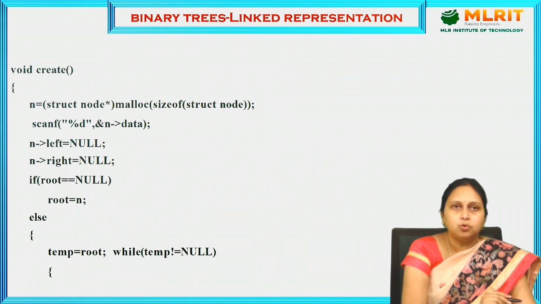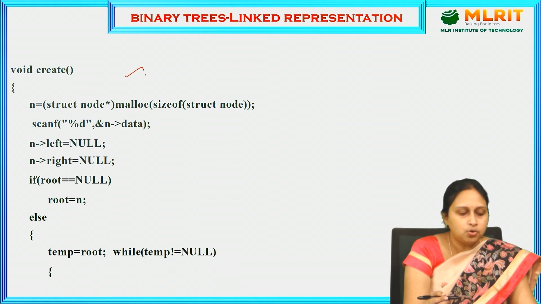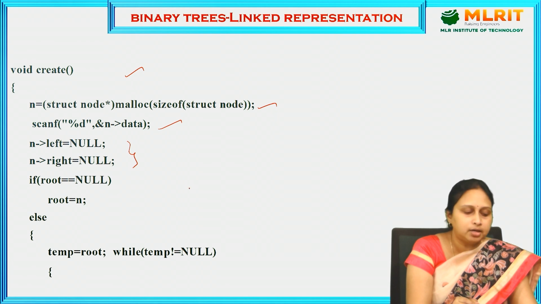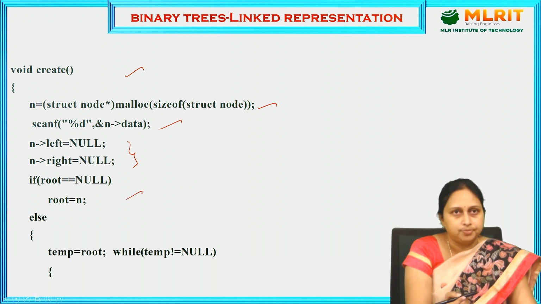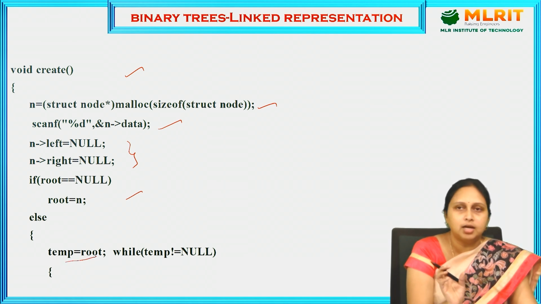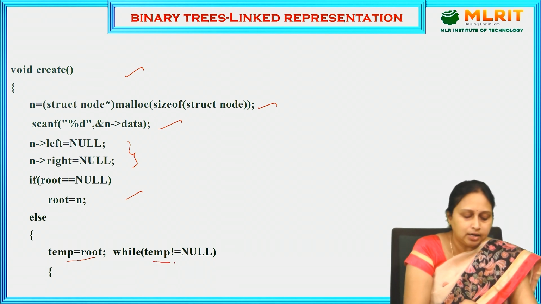The same code you can see here. We are going to create a node by using the malloc function, read the data value, and the left and right child initially will be null, and root equal to null. Root equal to n. That means initially whatever node you create becomes the root node. Else temp equal to root. That means we are assigning the root value to temp. Why? Because until temp is not equal to null, we are going to repeat this process.